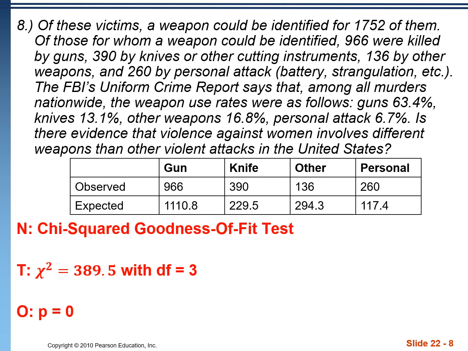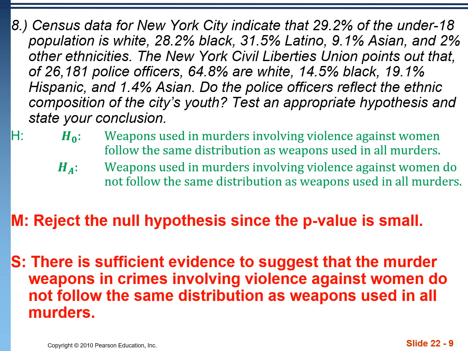Again, this is a chi-square goodness of fit test. We would make our two lists again. We get a chi-square value of 389.5. That's with 3 degrees of freedom. Degrees of freedom is based on the number of categories minus 1. There's 4 categories. It's not based on the sample size. The p-value is essentially 0. So we'll reject the null hypothesis because that p-value is small and find sufficient evidence to suggest that the murder weapons in crimes involving violence against women do not follow the same distribution as weapons used in all murders.